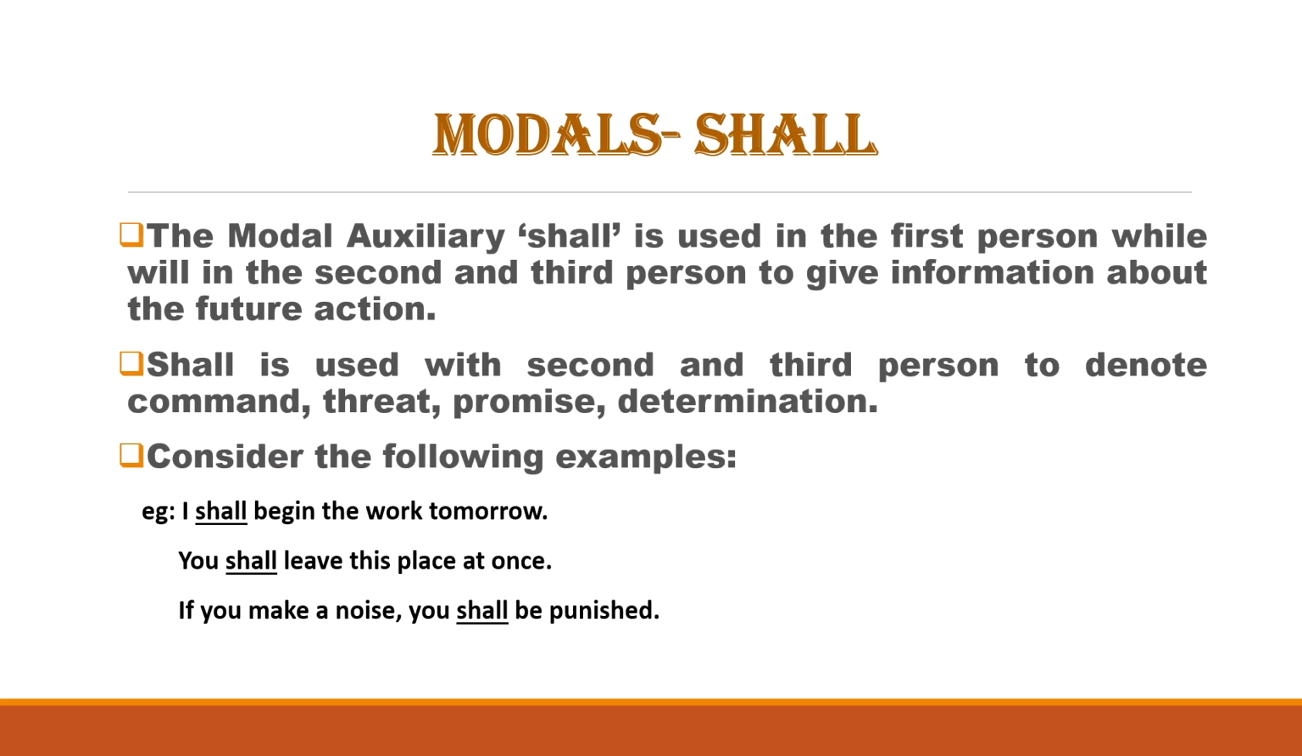Now, next modal is shall. The modal auxiliary shall is used in the first person while will in the second and third person to give information about the future action. Shall is used with second and third person to denote command, threat, promise and determination. So, consider the following examples. I shall begin the work tomorrow. You shall leave this place at once. If you make a noise, you shall be punished.